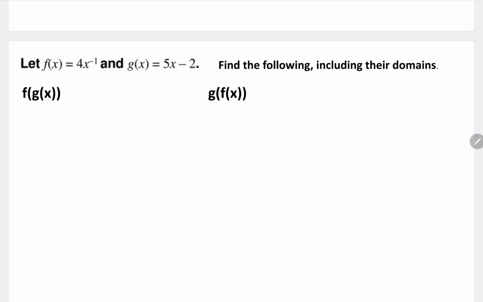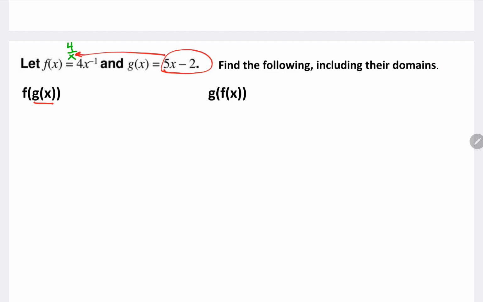So same idea, 2 different functions. 4x to the negative first power, we can leave it like that, or you can rewrite that as 4 over x. I think it's a little bit easier to think of as 4 over x, so that's what I'm going to do. And the first thing we're going to do is plug g into f. So I'm going to take g, plug it in to f.